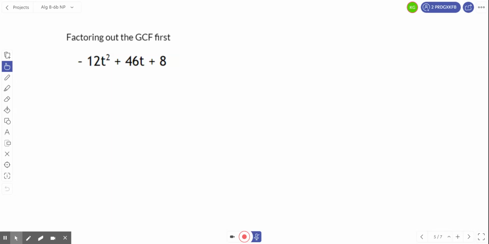Okay, so I'll show you guys how I did this one, and hopefully you got it correct. So, factoring out the greatest common factor. The greatest common factor of these things is actually just 2. So I'll take a factor of 2 out from each of them. I'm going to leave the negative in that first term.